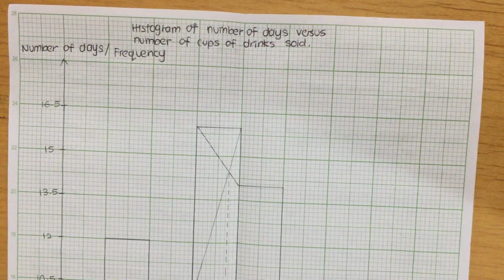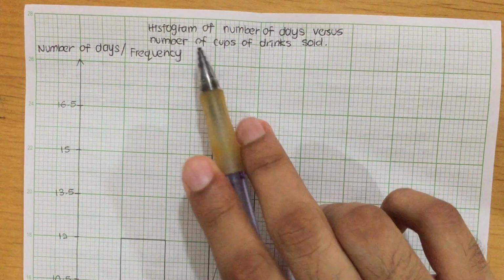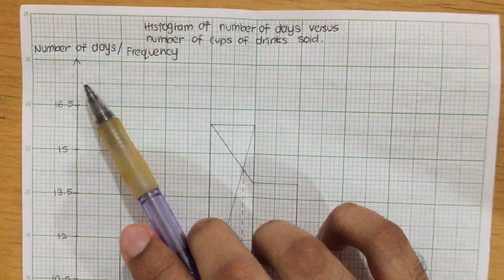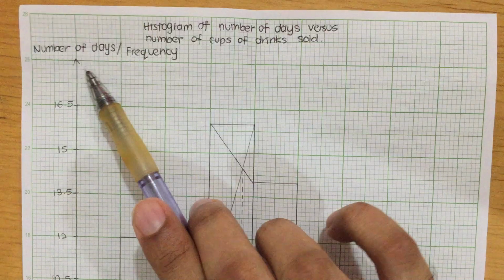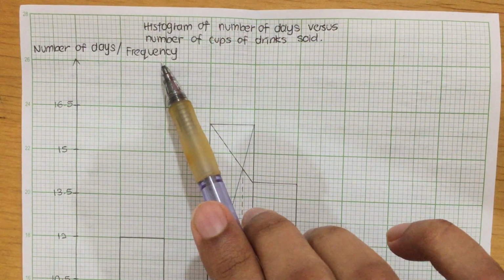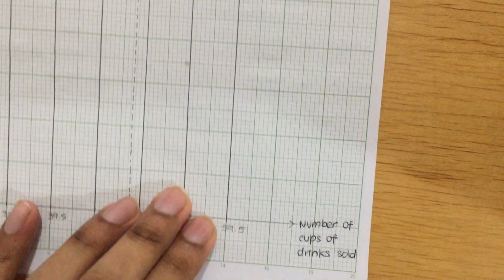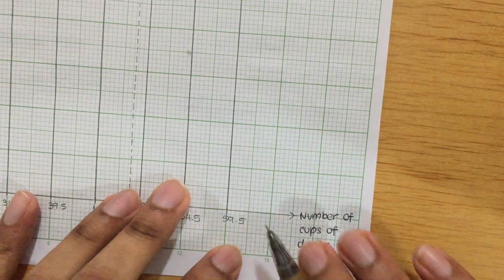Okay, this is the histogram. I'm showing you the title: histogram of number of days versus number of cups of drink sold. So this is the y-axis. For your y-axis, you can write number of days or you can write frequency, guys. It's up to you. Okay, so this is your x-axis, number of cups of drink sold.